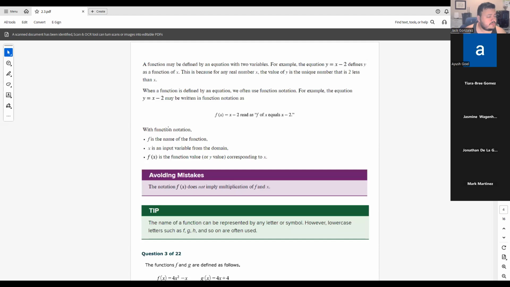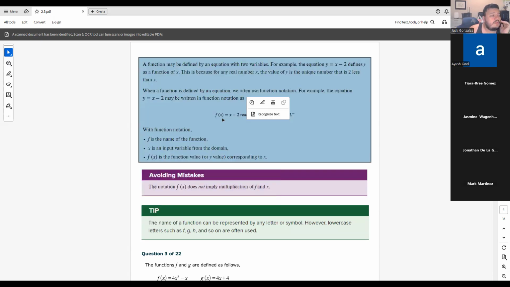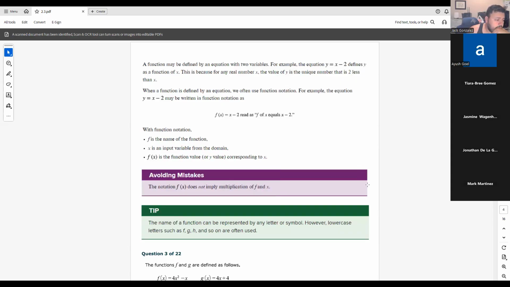So here's just some notes. You can look into this deeper, but the way you read it is f of x. This is not a multiplication, it's a notation. So f with an input of x is equal to x minus 2. So they're telling you to avoid a mistake. It's not a product, it's a notation.